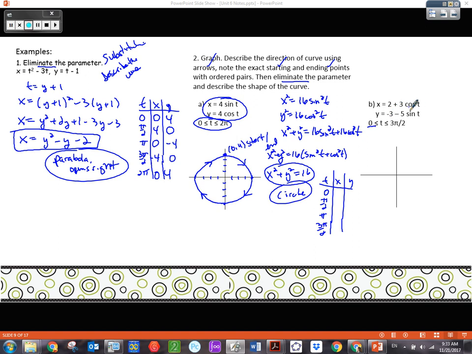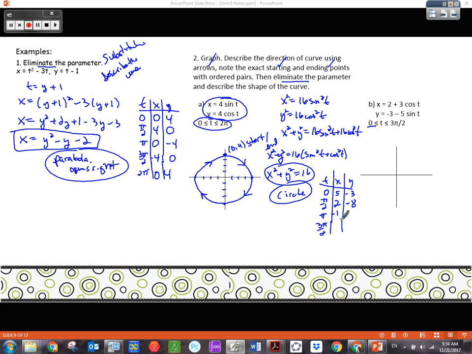So cosine of 0 is 1, so my x-coordinate would be 5. And sine of 0 is 0, so my y-coordinate is a -3. Is that okay? So we do pi over 2, cosine of pi over 2 is 0, so my x would be 2. Sine of pi over 2 is 1, so I'd have a -8. Pi, let's see, cosine of pi is -1, so what would I have? I'd have a -1 here.